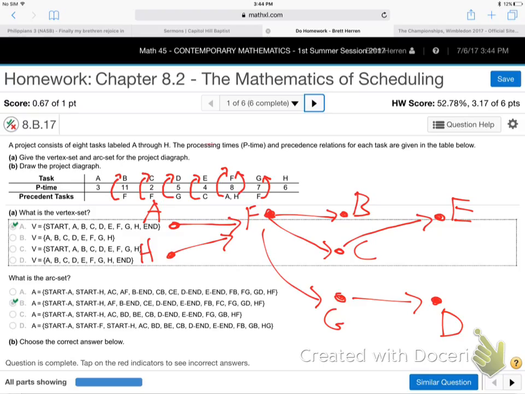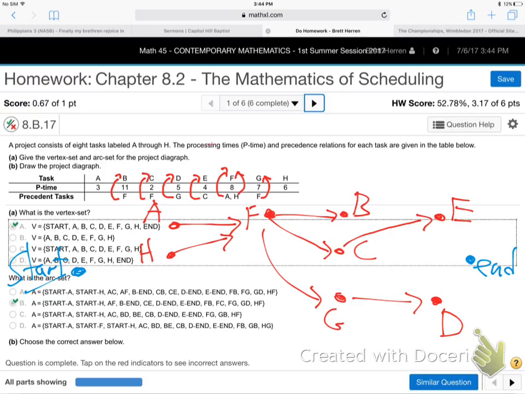F points to G, so I moved G forward. But you don't have to. Again, it doesn't matter. And then what else do we got? And that's it, huh? Well, actually, we've got to put the start and the end on now. So now, the start is over here, and the end is over here. And the end is a dot, and the start is a dot.